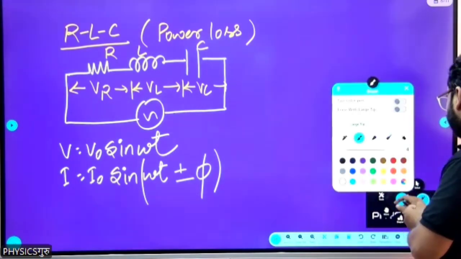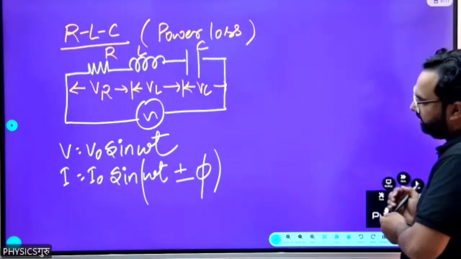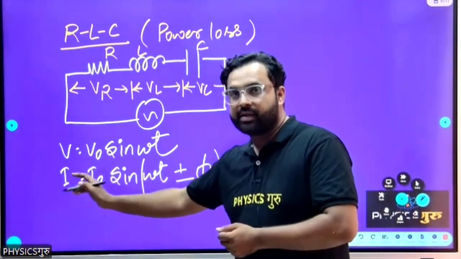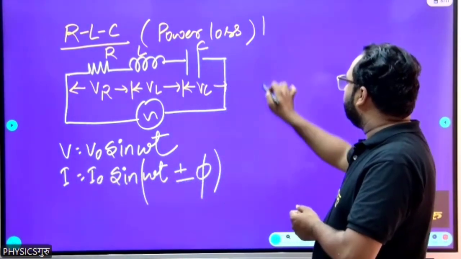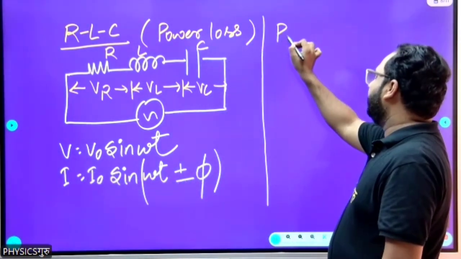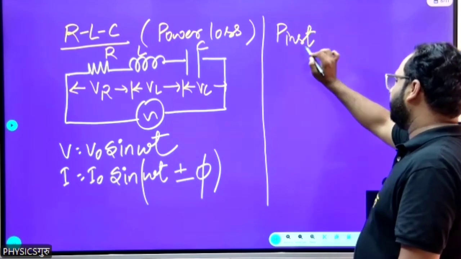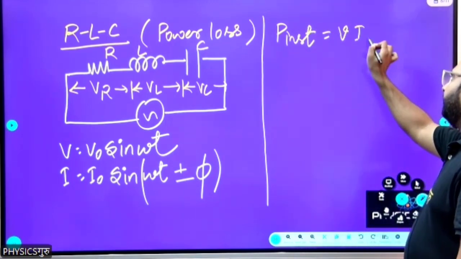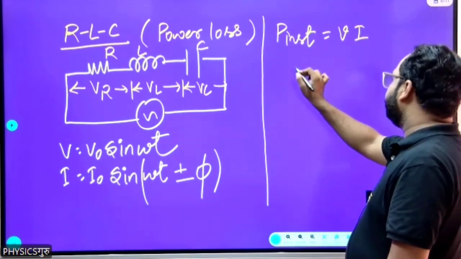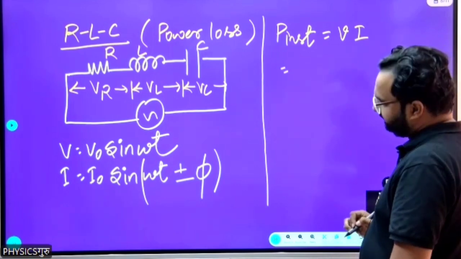After this, we need to find the instantaneous power. Step number 3, we need to calculate instantaneous power. So what is instantaneous power? That is nothing but V into I, voltage into current.